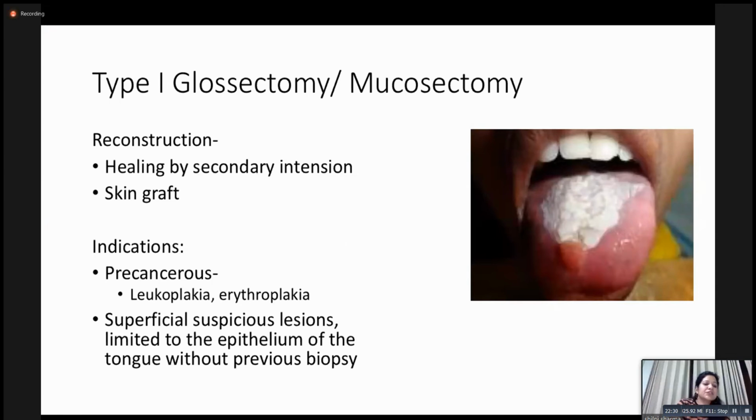Indications are precancerous lesions. For leukoplakia and erythroplakia like this, you can do type 1 glossectomy, or for a very superficial suspicious lesion, not a proven cancer, then probably you can do a glossectomy with adequate margins.